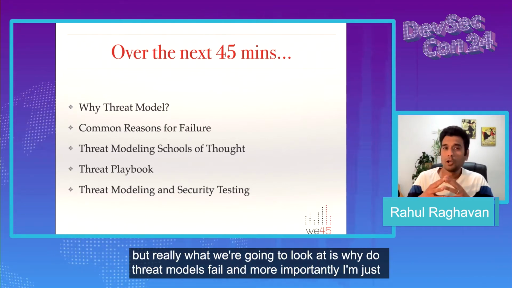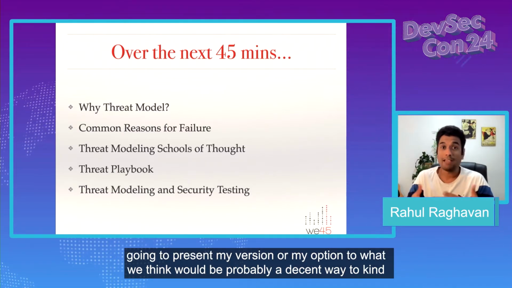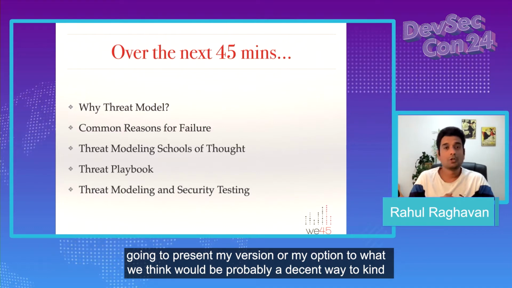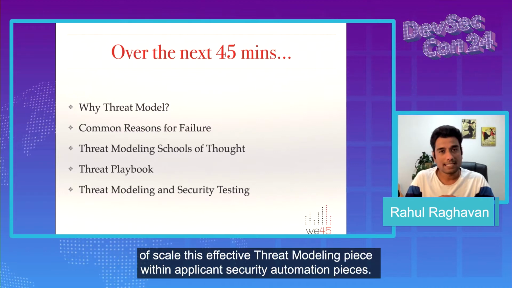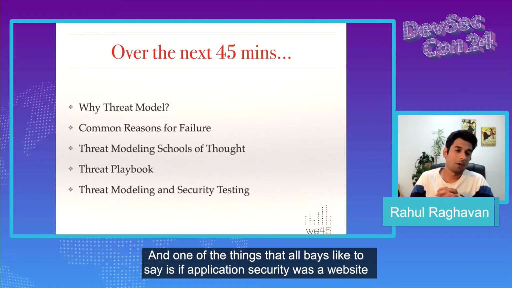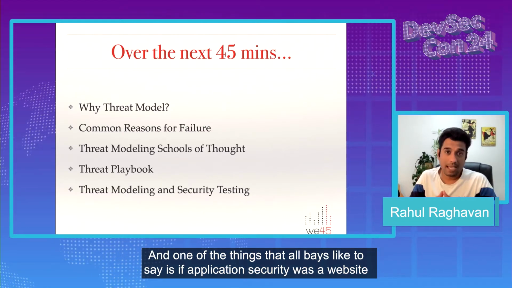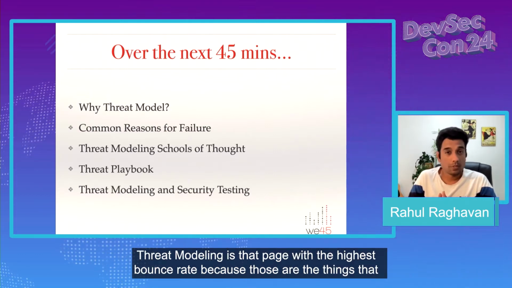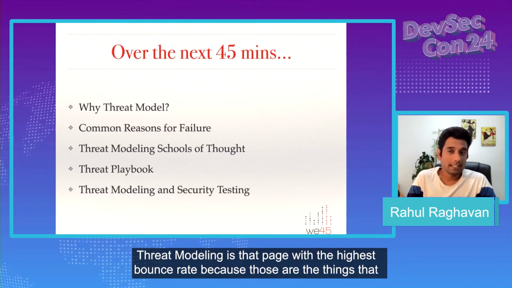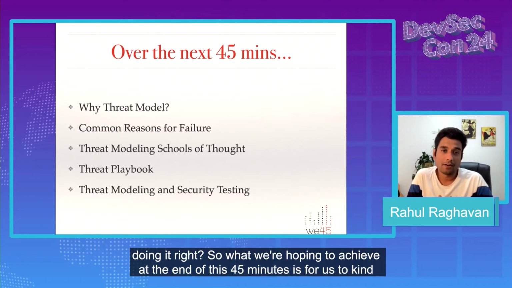But really what we're going to look at is why do threat models fail? And more importantly, I'm going to present my option for what we think would be a decent way to scale effective threat modeling within application security automation. One of the things I always like to say is, if application security was a website, threat modeling is that page with the highest bounce rate, because people are always talking about it and really interested in it, but nobody is really doing it, right?